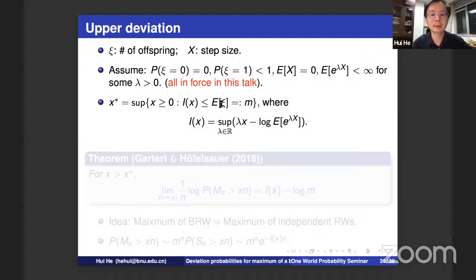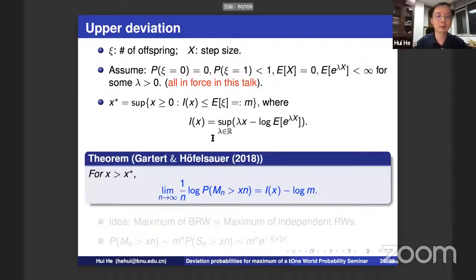And then so we consider all the values of x less than the mean of the offspring, which is denoted by m, little m, the mean of offsprings. So Ix is just the Euler rate function for the general random walk with step size capital X, okay? So with this notation, we get the following result.